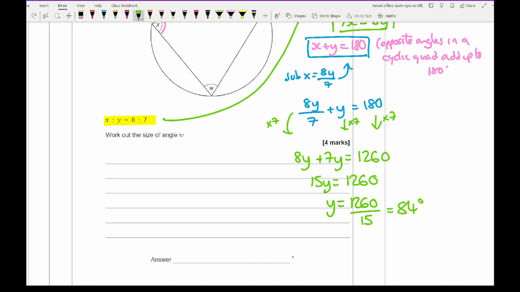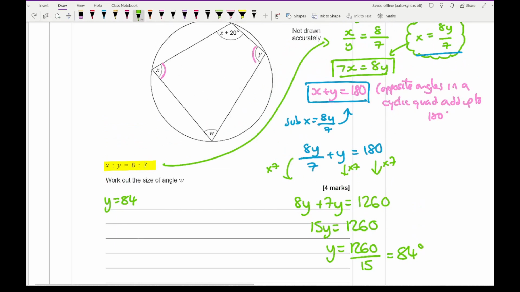Now the question's asked me to find out what w is. So I know that y equals 84. So let's put a little bubble around that. So I know then x plus y equals 180. So x is going to equal 96.